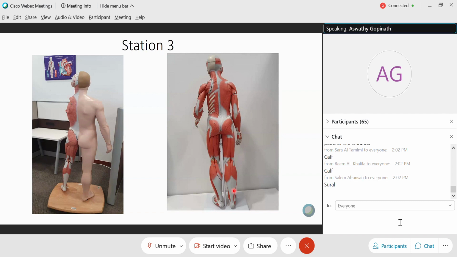Yeah, exactly. So that was the crural. Femoral is the thigh region. Anterior and posterior part of the thigh, you call it femoral. So this is also femoral. So the anterior part of the thigh is also femoral.